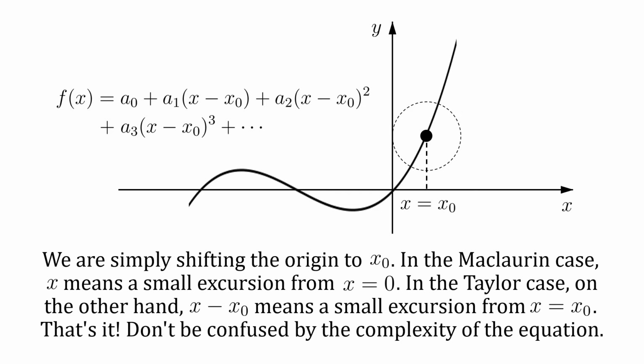We are simply shifting the origin to x0. In the Maclaurin case, x means a small excursion from x equals 0. In the Taylor case, on the other hand, x minus x0 means a small excursion from x equals x0. That's it. Don't be confused by the complexity of the equation.